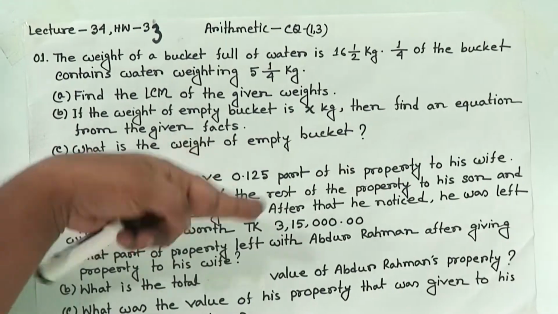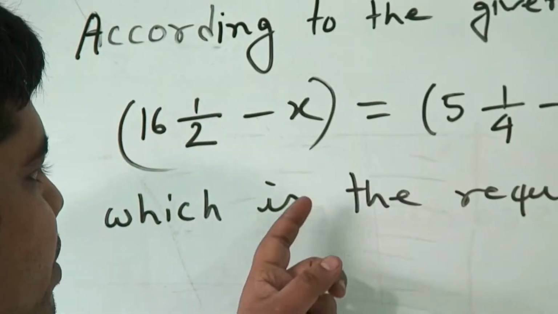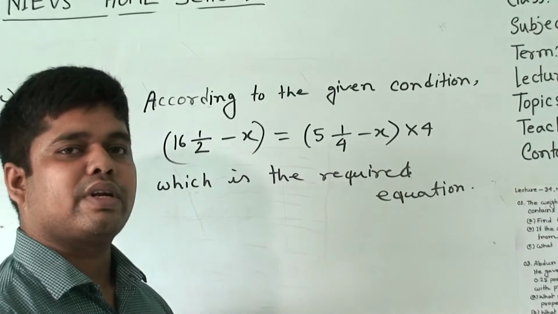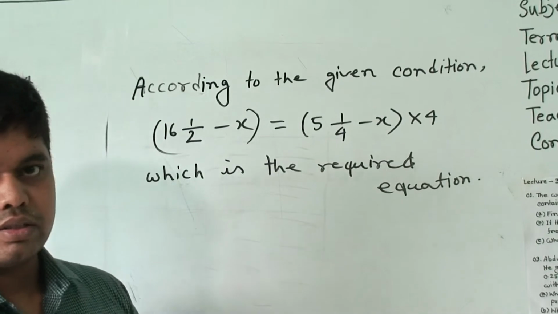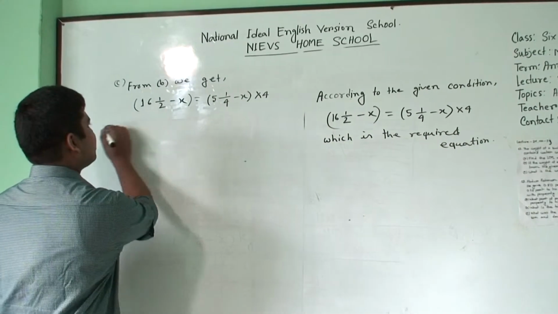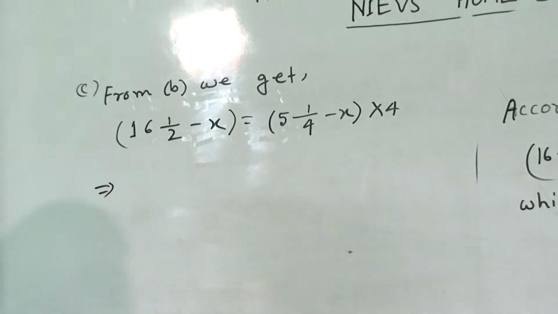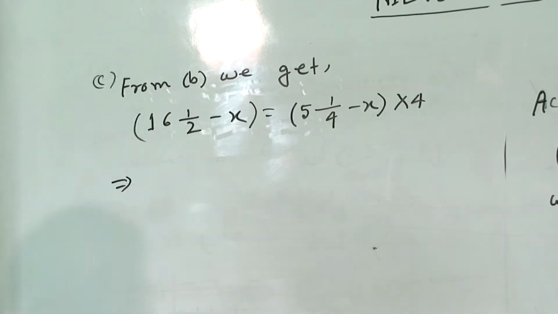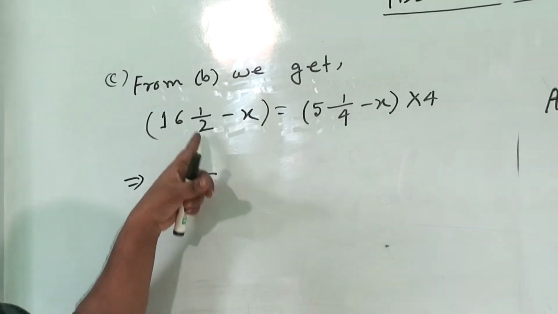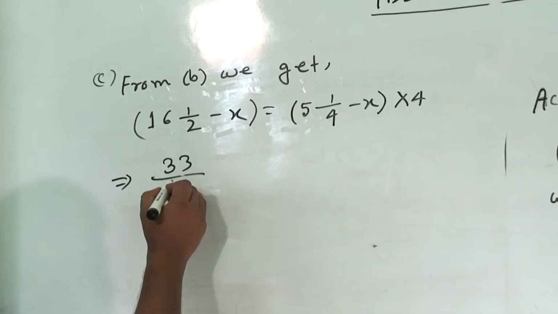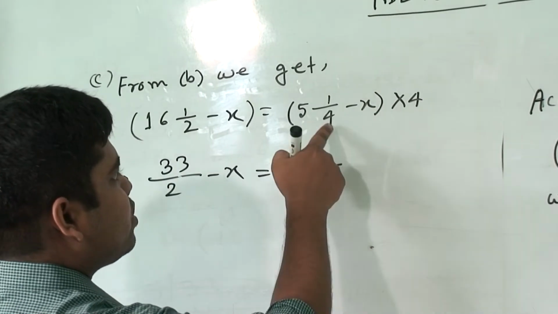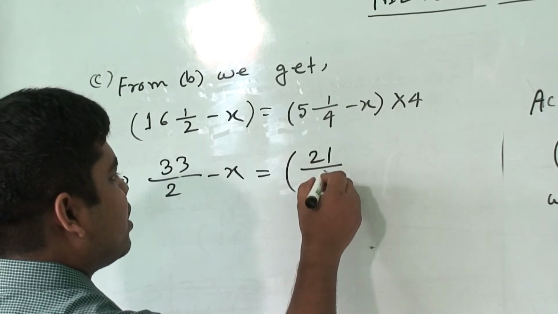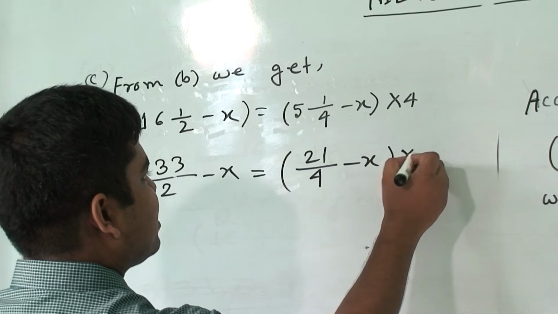I hope you have understood. Question number B, we have already made an equation. Okay, in question number C we shall solve this equation. After that we get a value of x, which is the required weight of the empty bucket. Okay, so now we solve this. Notice at first we convert this mixed fraction into improper fraction. 16 2s are 32 plus 1, 33/2 minus x equal to 5 4s are 20 plus 1, 21/4 minus x multiply 4.